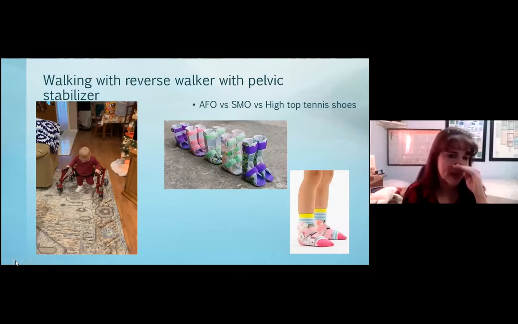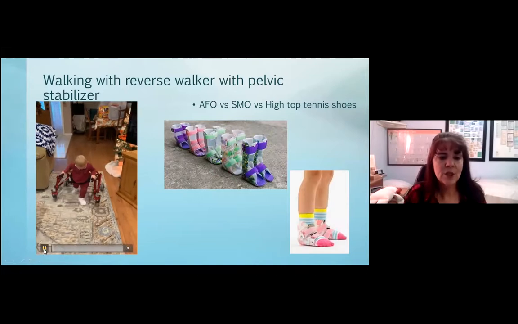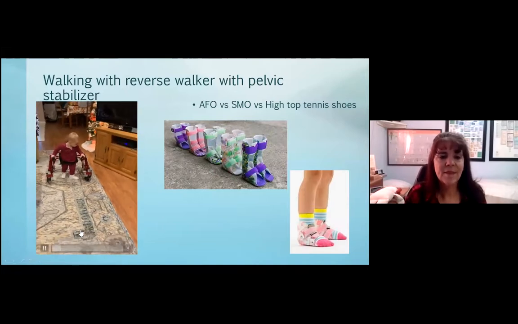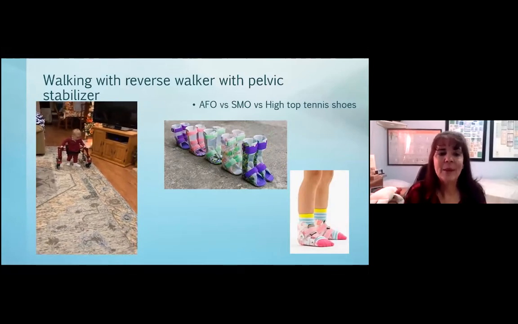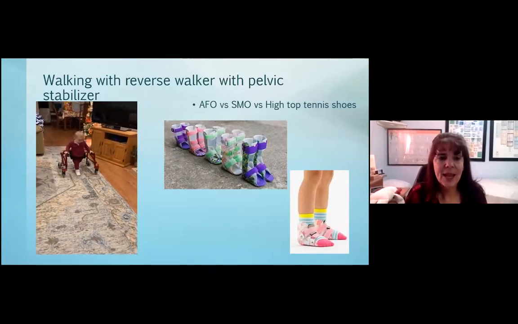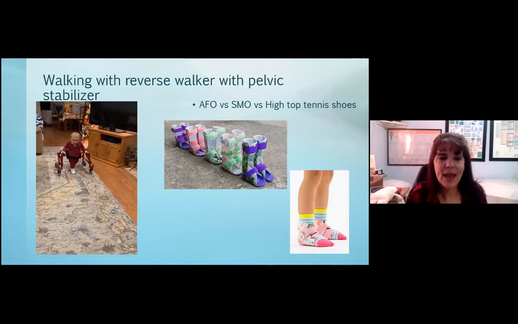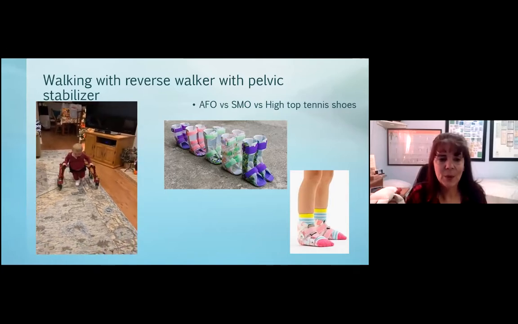One of the things we wanted to do with Louise was give her the opportunity to go farther distances more independently. So I did get her a reverse walker with a pelvic stabilizer because she has a pretty unstable pelvis. And when you watch her walk with this, I want you to notice how she's still turning that left foot out. You will also notice she's got high top tennis shoes on here. And she's really just trying to figure out, how do I make this thing go?